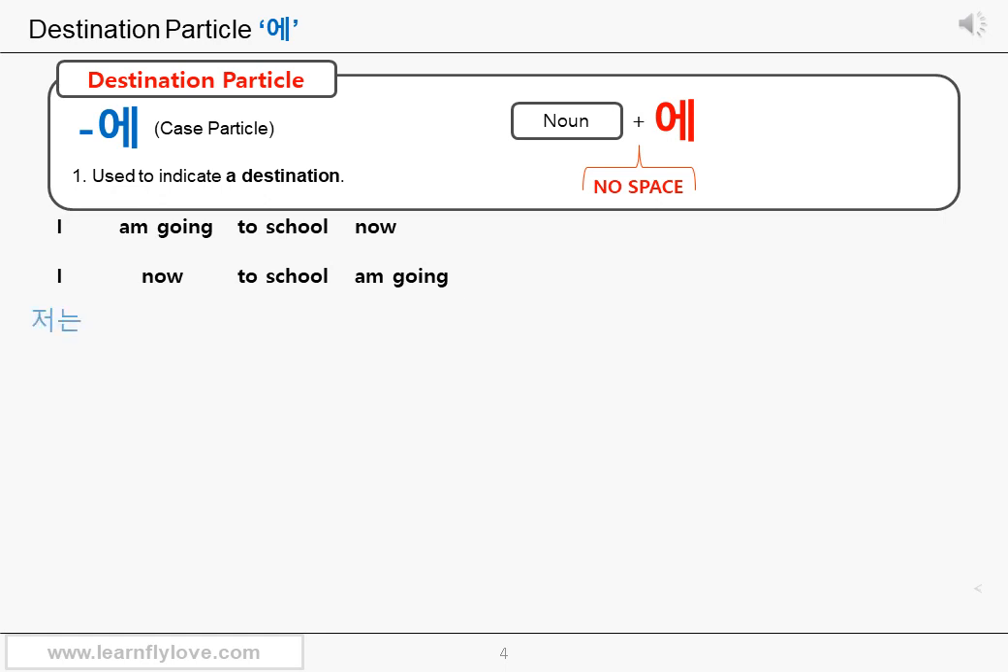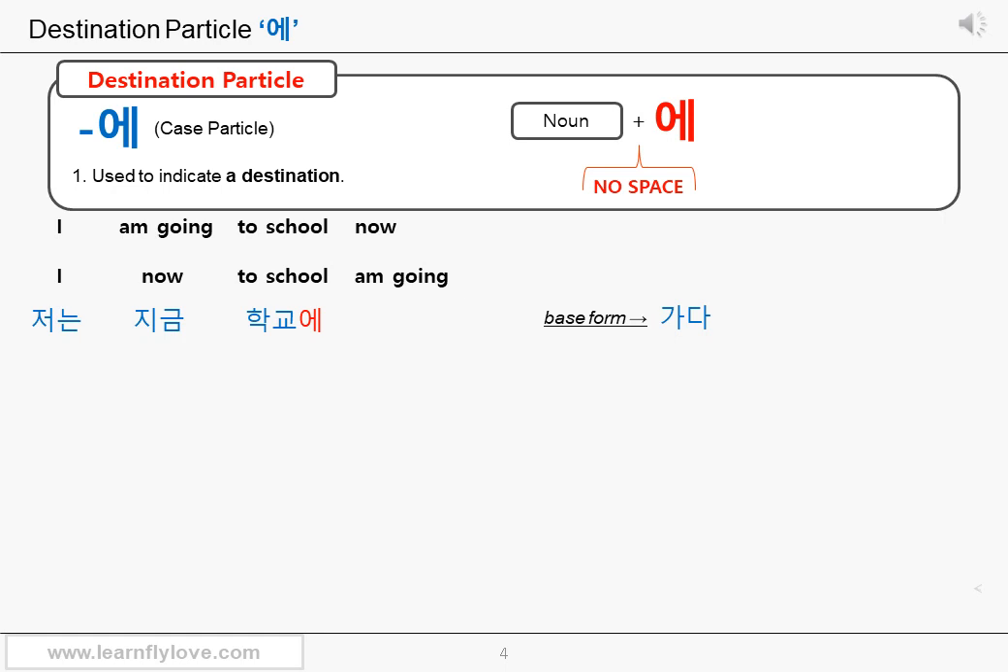I, 저. Let's use the topic particle 는, 저는. Now, 지금. As you learned, the word 지금, which means now, can be an adverb too. So you cannot add a time particle 에. It's not like you don't have to, you cannot. To school. School is 학교 in Korean. This is the destination, so you add a destination particle 에. 학교에. Am going. The base form of the verb to go is 가다.